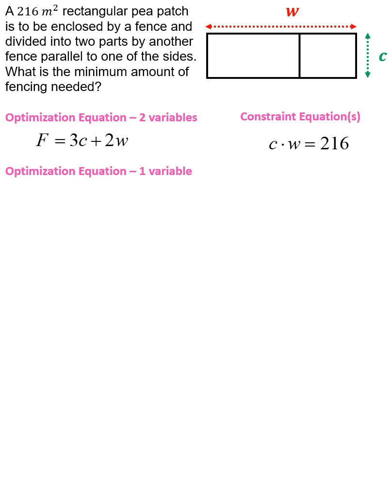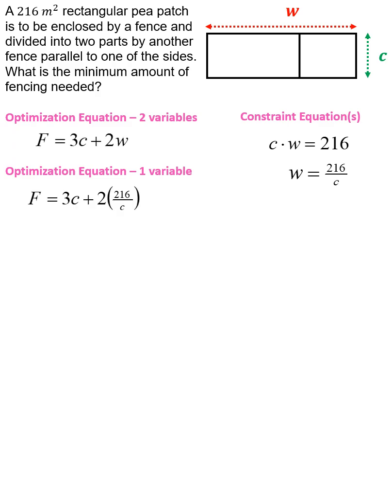Now how can I use that constraint equation to change my optimization equation from 2 variables into 1? Well, I could solve the constraint equation for either variable. And it really wouldn't matter which one here. Because it doesn't matter, I opted to solve for W. Now, this does not give us a numerical answer for W, because there are, in fact, infinitely many things W could be. But it gives a relationship between W and C. Solve for W. Now what I can do is plug that into my optimization equation.